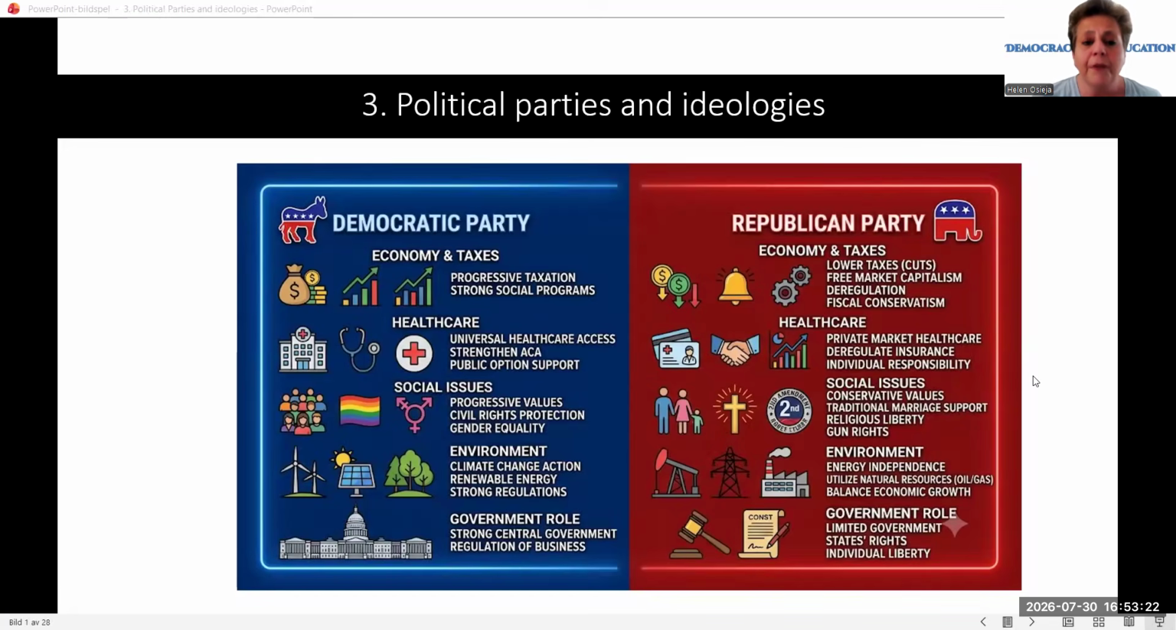The name of chapter 3 is Political Parties and Ideologies, and I chose this diagram of the two main parties in the United States, which are the Democratic Party, which is more liberal, progressive, and the Republican Party, which is considered more conservative, more traditional. However, there are other smaller parties at the state level and at the local level.